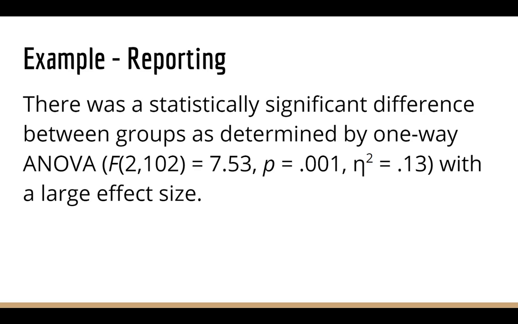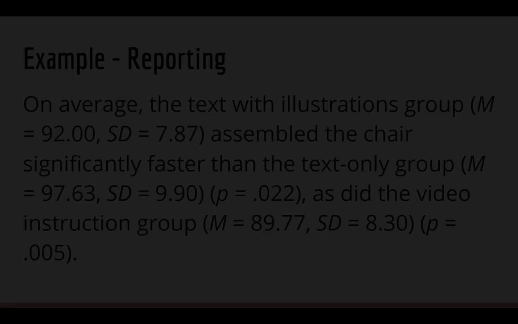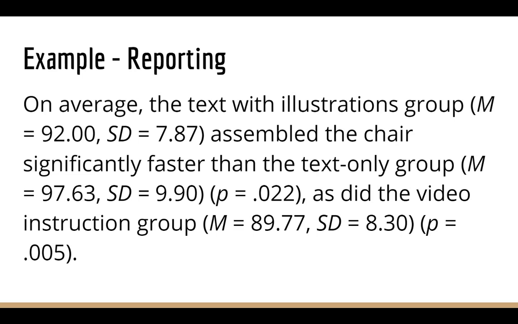So now we've reported the results of the ANOVA as a whole. Now we have to report the individual differences. So we might say on average the text with illustrations group, and we give its mean and standard deviation, assembled the chair significantly faster than the text only group. And now we give the mean and standard deviation, and we give the P from the post hoc table that was comparing those two groups. So we give the P that was comparing text with illustrations and text only, and that was 0.022.